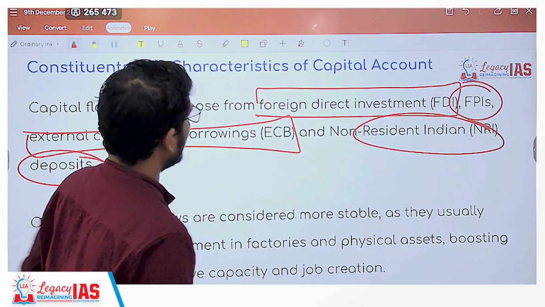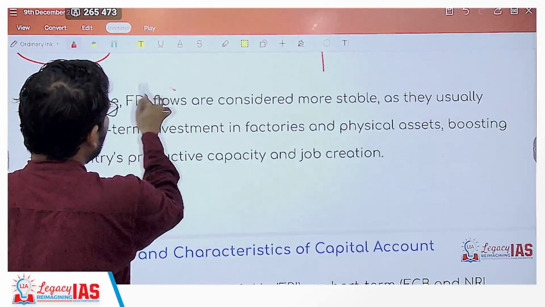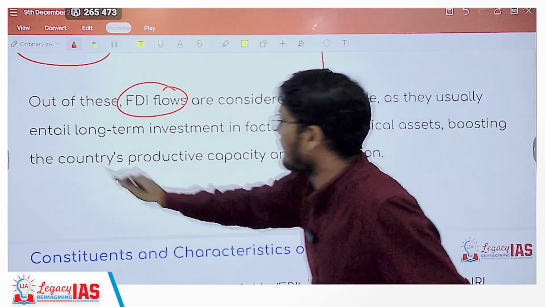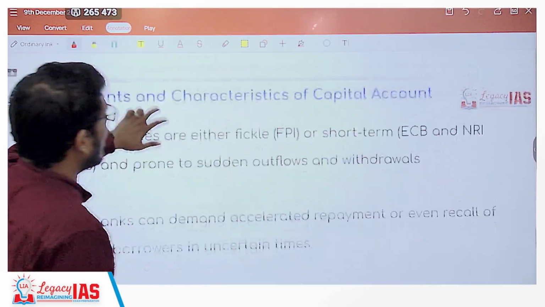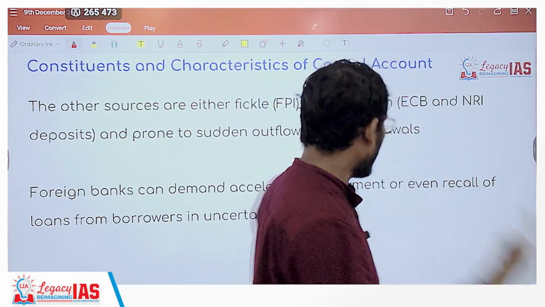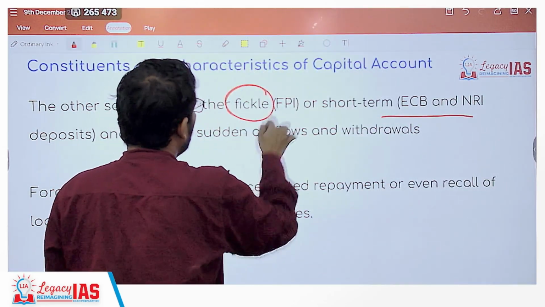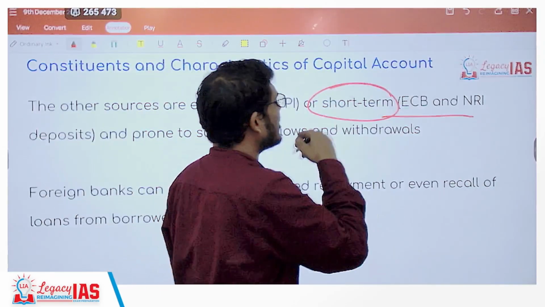Now out of this, only the FDI is very stable. Only the FDI flow is stable because they are there for a long period of time. As far as other sources are concerned, other sources as in FPI, NRI account or the external commercial borrowing, these are very fickle. Fickle means frequently fluctuating, changing, at the same time very short term.